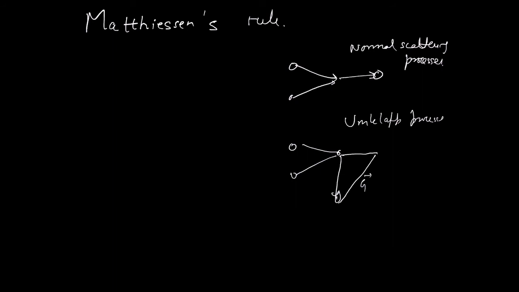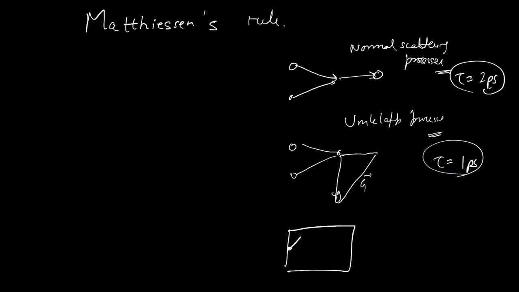There are two different scattering processes, so they would have different lifetimes, meaning the mean free time would be different. Maybe this would happen after 1 picosecond, and maybe this would happen after 2 picoseconds. These are just hypothetical numbers. And because the sample has a finite size, a phonon could also intersect with the boundary. So there would be a boundary scattering time also. This we call tau r, this is tau n. After how long would it hit the boundary? So there could be different lifetimes.